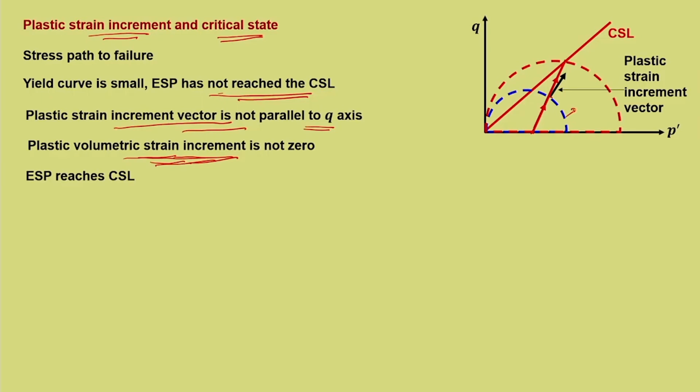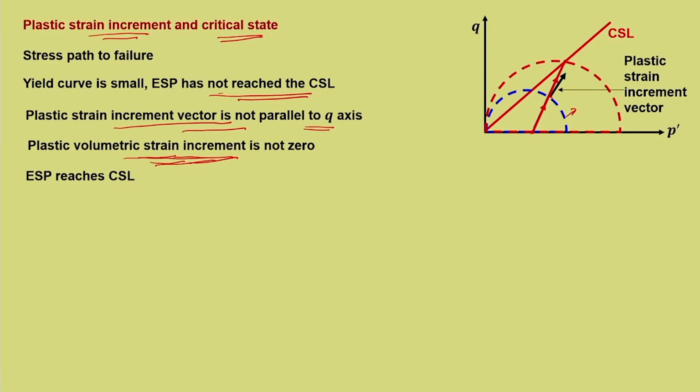From here it is possible. The plastic volumetric strain increment happens as the effective stress path moves further, but once it reaches this, there is no more, it has failed. There is no more soil beyond that particular point.